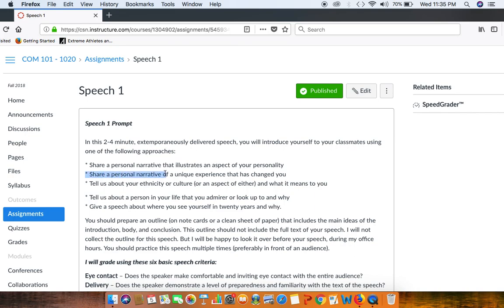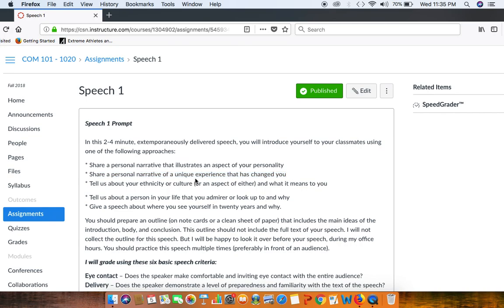Very close is the second one, which is very similar to the first one, is to share a personal narrative of a unique experience that's changed you. So maybe this is some hardship or a trip that you took or some sort of experience that you've had that was profound to you, and you would share that story.